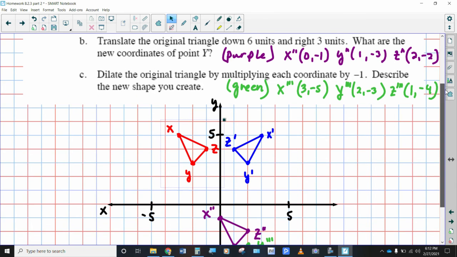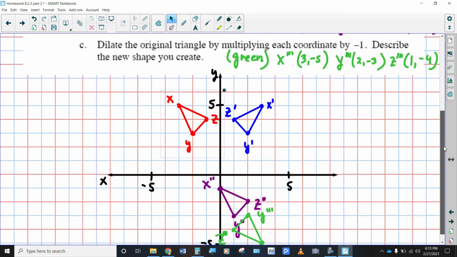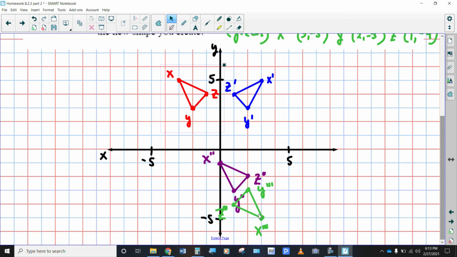And then the last one is in green. Dilate the original figure by multiplying each coordinate by -1. So not only are you reflecting over the x-axis, or over the y-axis, but also the x-axis, because both the x and the y are being multiplied times -1.